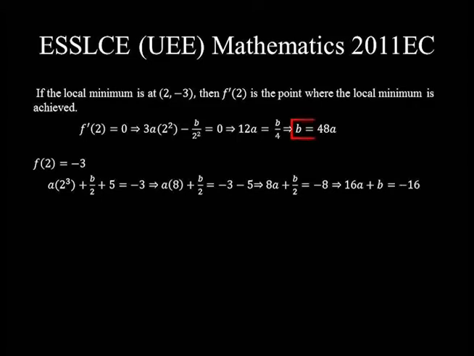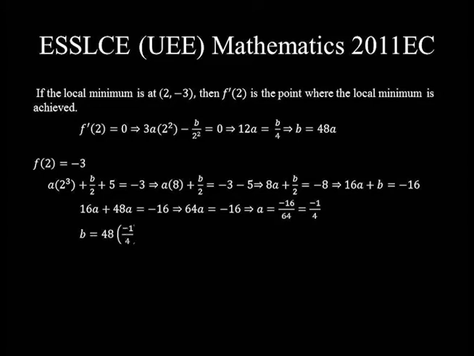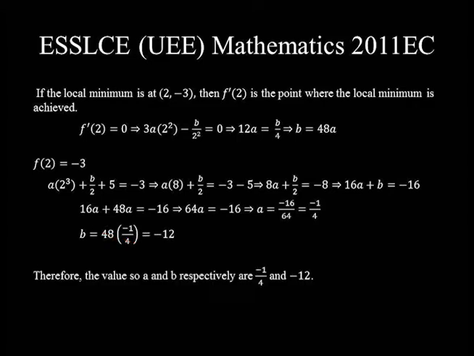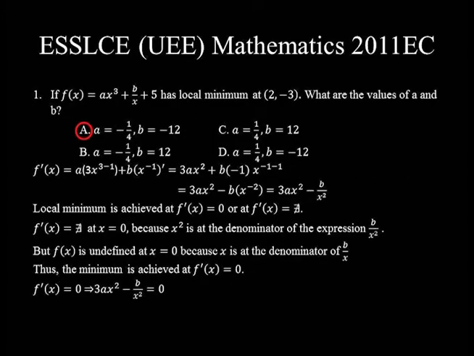We already discovered that b is equal to 48a, so plugging 48a in for b, we will find 16a plus 48a is equal to -16. 16a plus 48a gives 64a is equal to -16. Dividing both sides by 64, we will find a is equal to -16 divided by 64, which is equal to -1 over 4. If a is equal to -1 over 4, then b is equal to 48 times -1 over 4. By 4, 1. By 4, 12. 12 times -1 is -12. The values of a and b are -1 over 4 and -12 respectively. Thus, choice A is the correct answer.